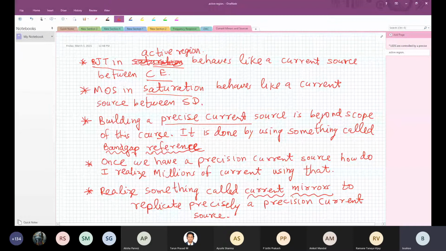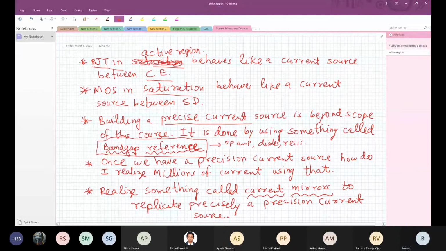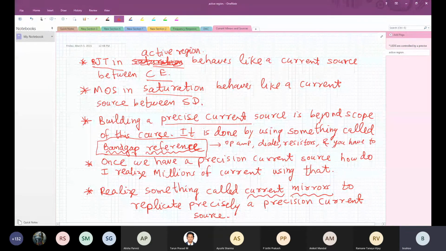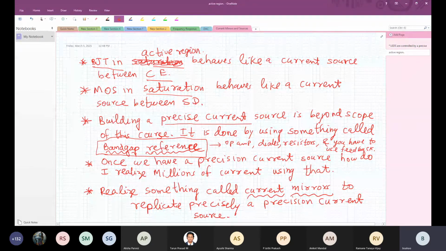Because building a precise current source, millions of them, this circuit is pretty intense. This requires an op amp, diodes, resistors, and you have to use feedback. Negative feedback. So it is pretty intensive. So you cannot build millions of these, and they take up a lot of area. Sometimes, not only is it intensive, these also have a startup issue.